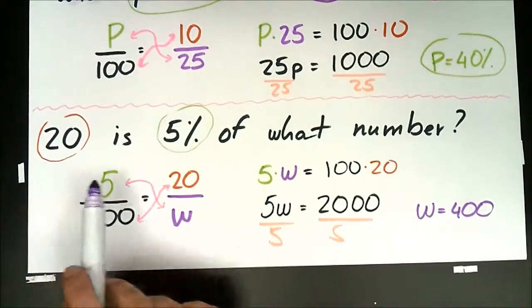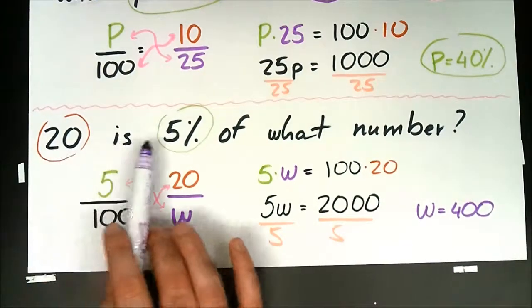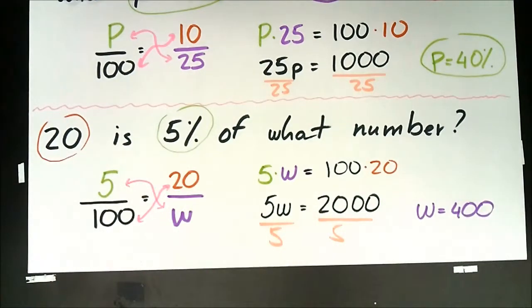So 20 is 5% of 400. Does that make sense? Questions?